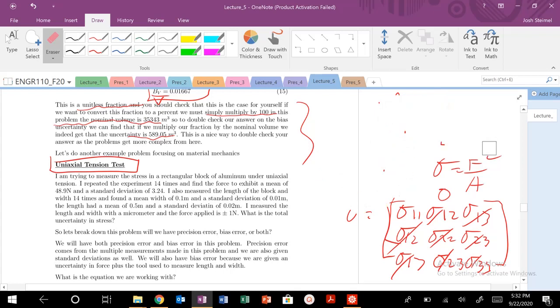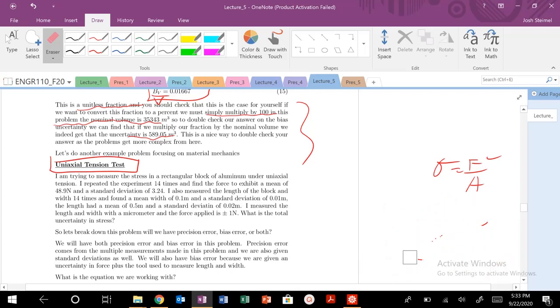So let's erase that for a second. Stress is force per unit area, and that is going to be in units of Newton per meter squared, which is equivalent to Pascal. So anyways, let's read the problem, what we're asking. I'm trying to measure the stress in a rectangular block of aluminum under uniaxial tension.